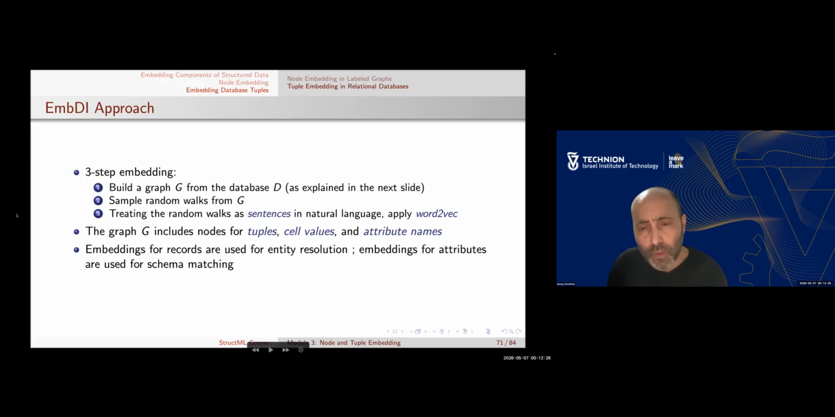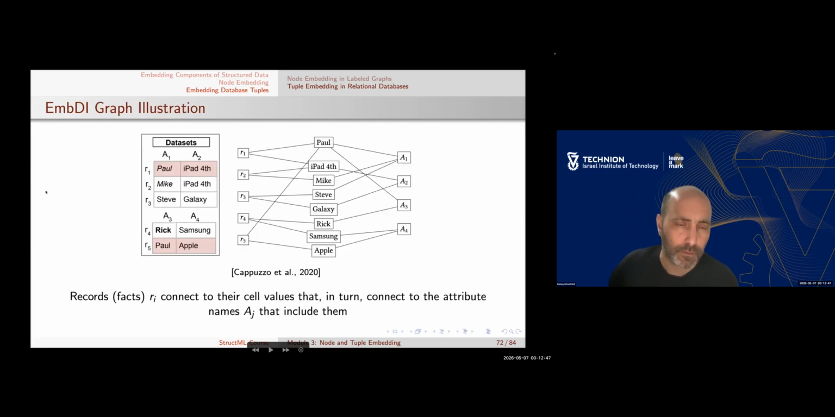And so what you get basically is embedding of tuples or records or facts, embeddings of cell values, and embeddings of attribute names. So embedding of records are used for entity resolution, and embeddings of attributes for schema matching. Okay, so here's an example. You have here five records.